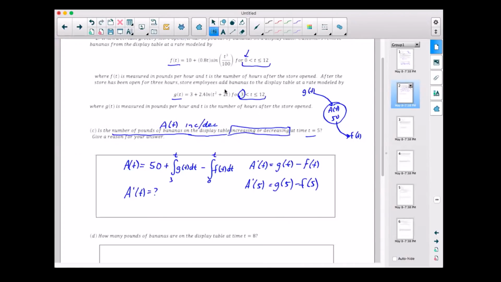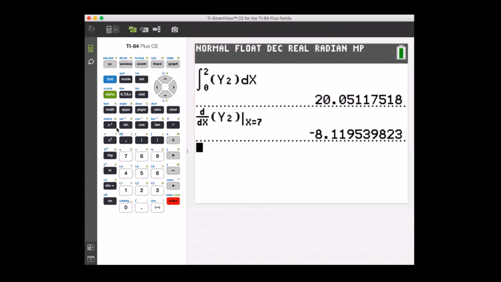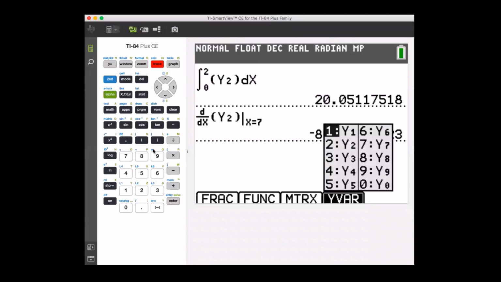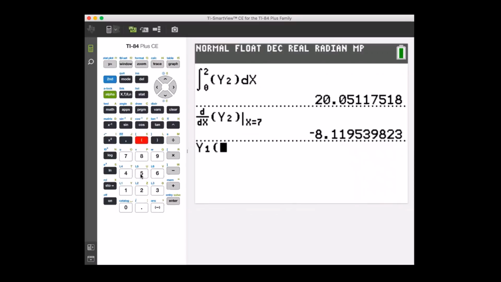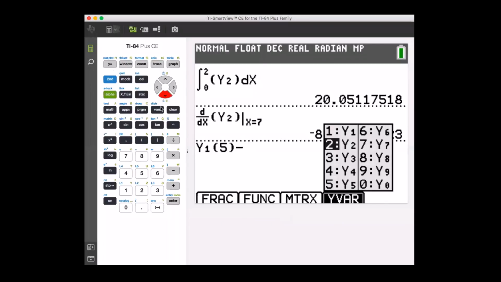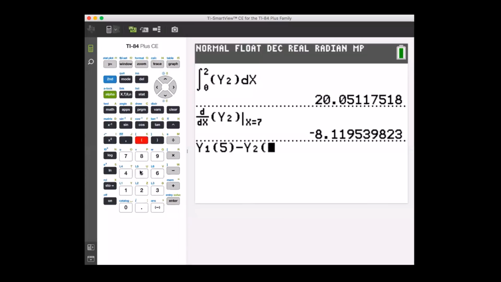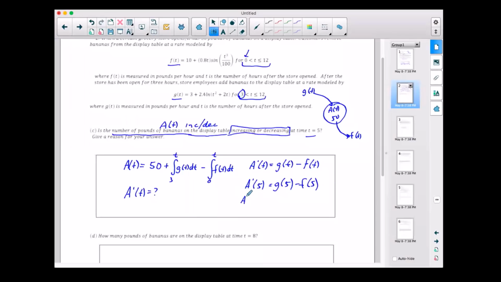And going back to our calculators, I can compute that. Remember, in my calculator, I've got g of 5 stored in y1. So if I go to y1 and I want to plug in 5, I can just use parentheses like function notation, y1 of 5, minus, I want to do f of 5. So I'm going to go back to y2 of 5. And then I get, in this case, negative 2.263103. And so I can write that down on my screen.